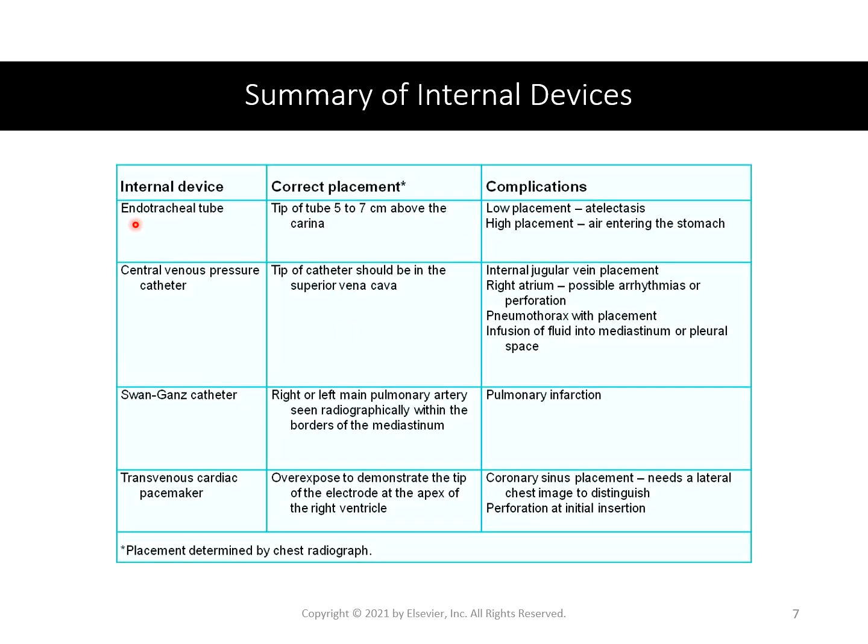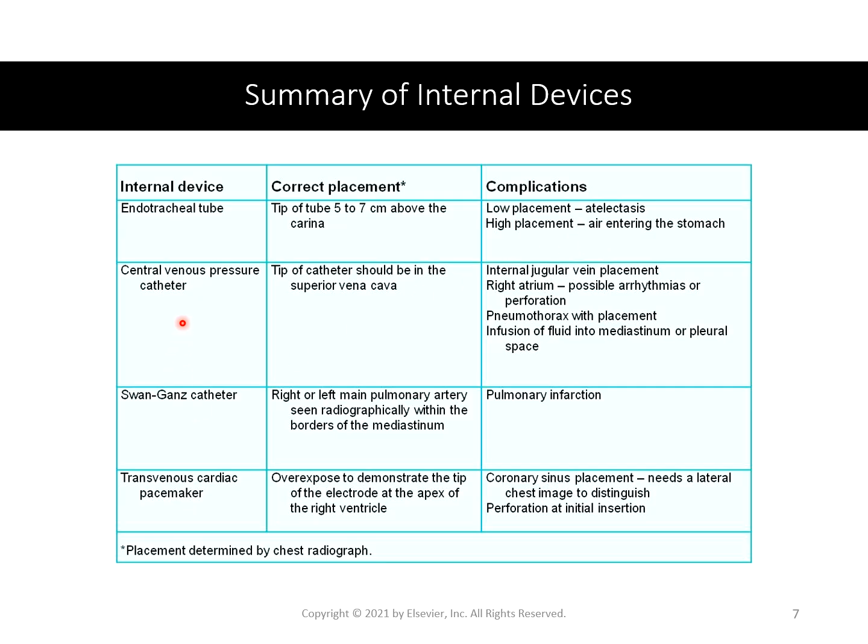So, like we talked about, usually the endotracheal tube device, we want it about 5 to 7 centimeters above the carina. With movement, it can be within about 2, but we're really looking for that 5 centimeters. It's about 2 inches superior to the carina. Low placement can enter it into the right main stem bronchi, leading to atelectasis of the left. High placement will cause air to enter the stomach, so you'll see a large stomach bubble.